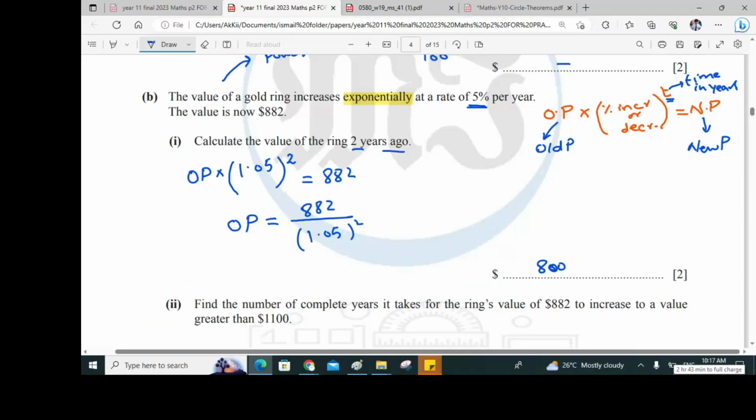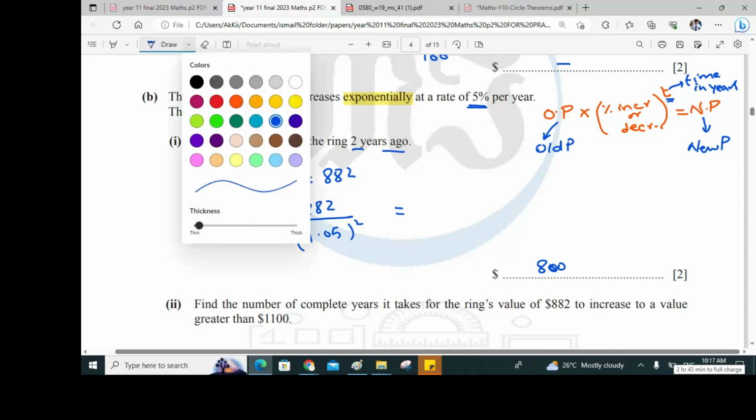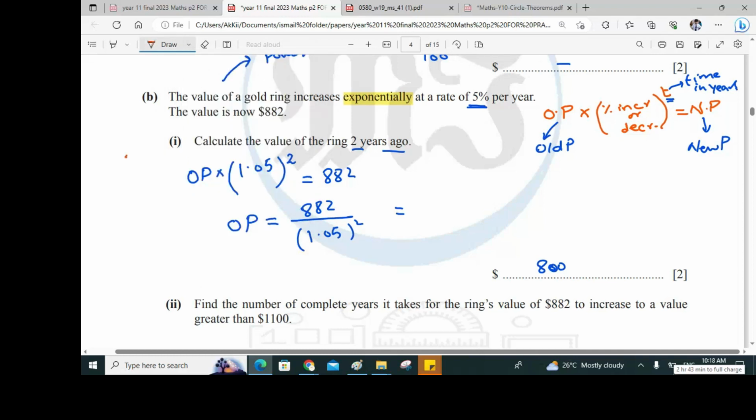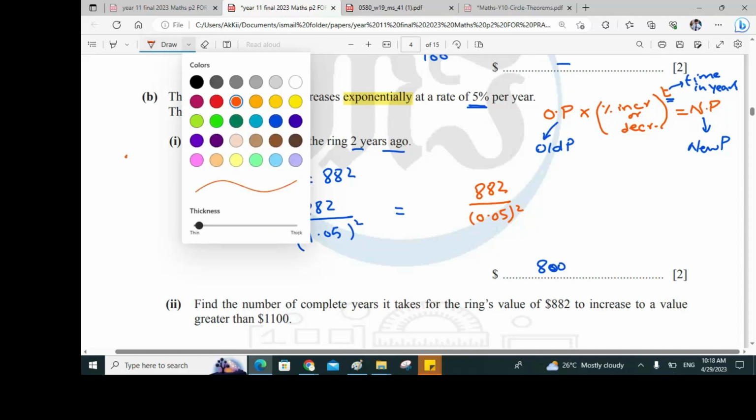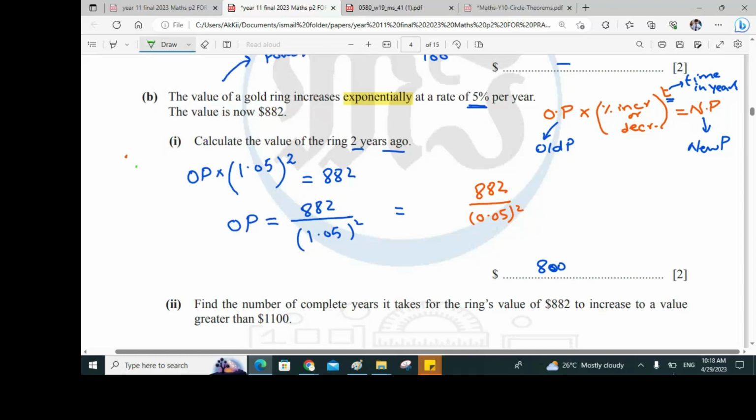Okay. See that when I was doing it like this, for example, let me show you what mistake I did and how I realized that I am doing it wrong. When I did it like this, 882 divided by 0.05 to the power 2, what answer was I getting? I was getting 352,800. Let me write it with the green color so you can understand. It was 352,800. It's a very large number. Don't you think it's a very large number?